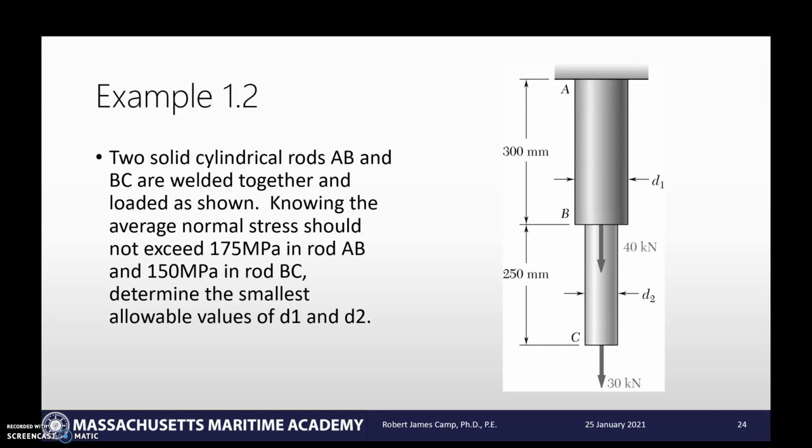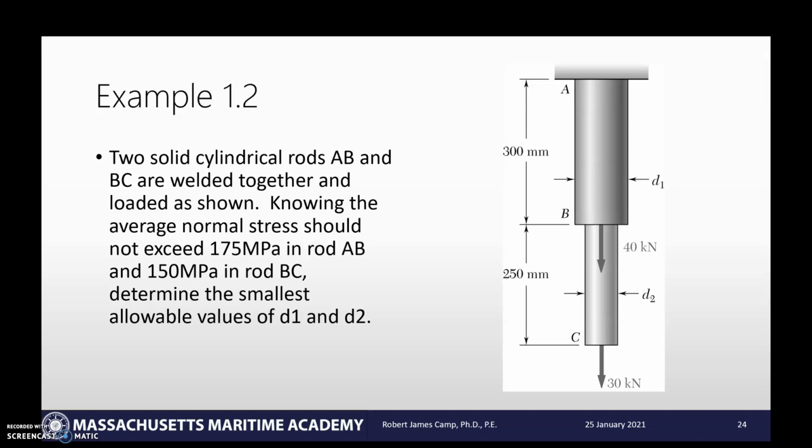Two cylindrical rods, AB and BC, are welded together and loaded as shown. Knowing the average normal stress should not exceed 175 megapascals in rod AB and 150 megapascals in rod BC, determine the smallest allowable values of D1 and D2.